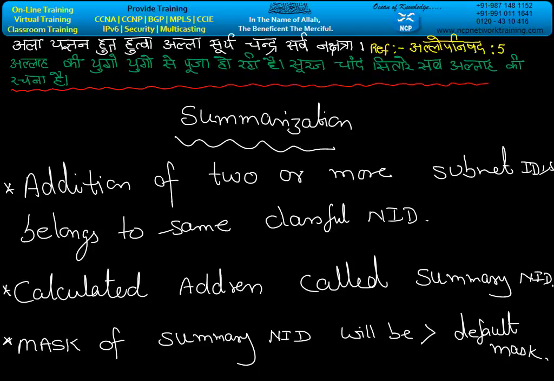The procedure to calculate the summary address is that if we have the multiple subnet IDs, first we will convert the entire subnet IDs, entire octet, into the binary format. And second thing is that after converting into the binary format, we will check how many bits are identical from left to right. First we will convert all the subnets into the binary format, and second we will check how many octets or bits are identical from left to right.